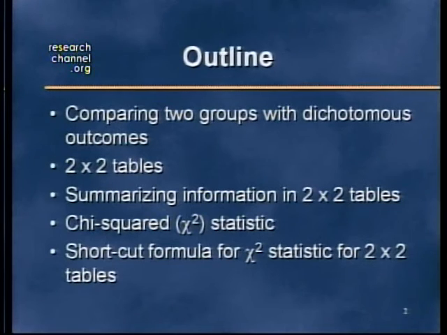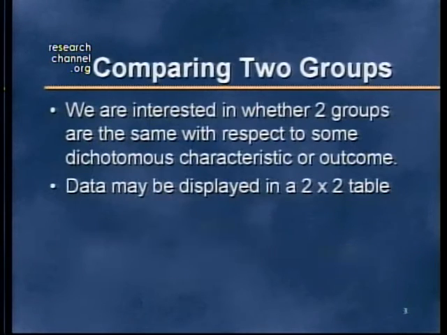So remember that when we compared means we had a continuous outcome of interest. Now what we're interested in are groups that have a dichotomous outcome of interest. So these are data that we typically can see displayed in a 2x2 table. We're going to review some methods for summarizing information in 2x2 tables. We're going to look at how to test for differences in proportions between two groups using the Chi-Squared Statistic, and we'll see that there's an underlying methodology for this, but also a shortcut formula for a 2x2 table Chi-Squared Statistic.